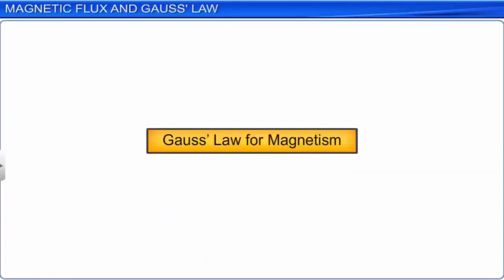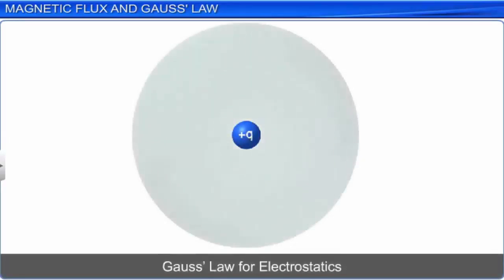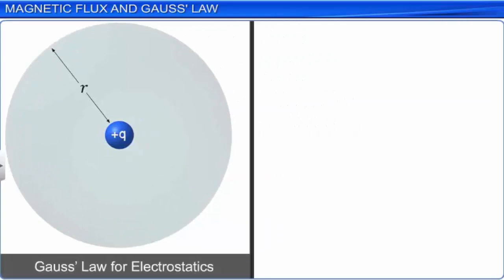Now let's discuss Gauss law for magnetism. We know that Gauss law for electrostatics is derived from Coulomb's law. From Coulomb's law of electrostatics, we derive that the electric field strength E is equal to 1 by 4 pi epsilon naught into Q by r square. Let this be equation 3.